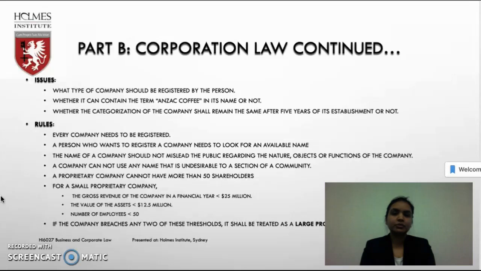There are some distinctions between the small proprietary group and the large proprietary group. The first is that the gross revenue of the company should be less than 25 million. The value of assets should be less than 12.5 million, and the number of employees should be less than 50 for a small company. If a company breaches any of these thresholds, it shall be treated as a large company.